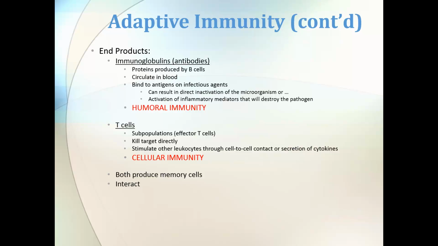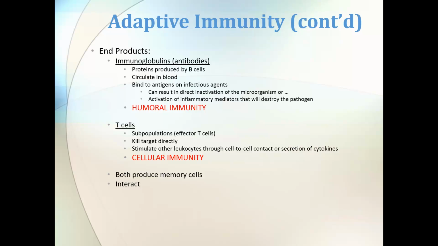We're not going to necessarily talk specifically quite yet about that. But that's what we're talking about when we're talking about the T cells. They are different than the B cells in that they don't secrete something like antibodies to kill the pathogens. They kill the target directly. So that's a big difference between B cells and T cells.